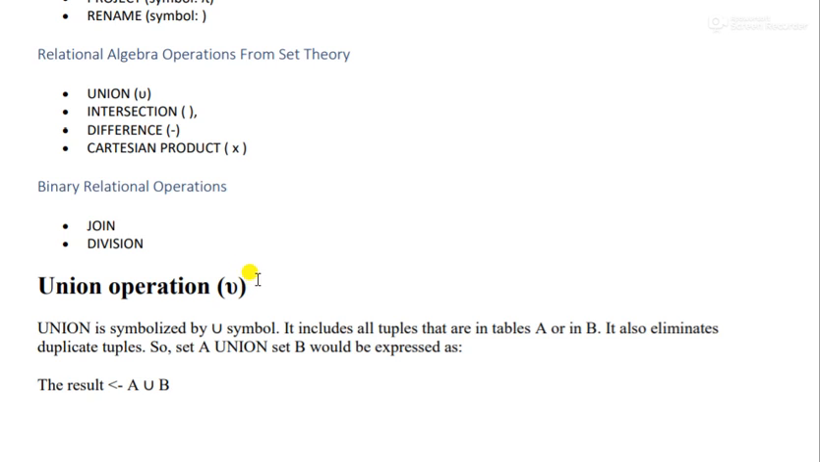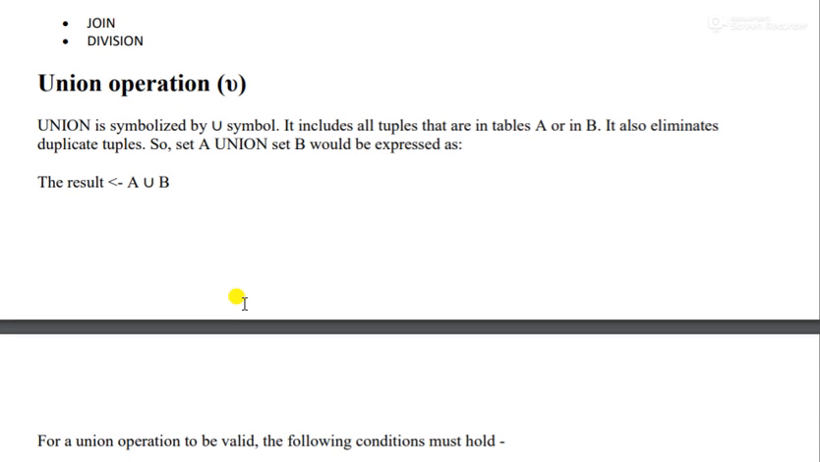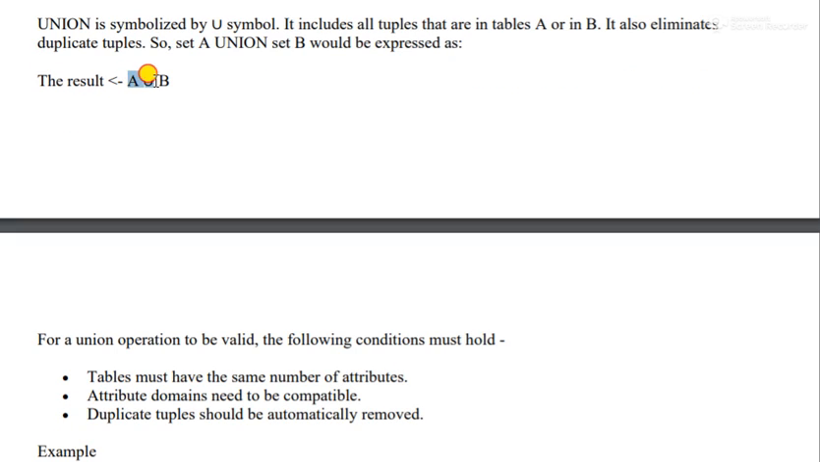Okay. So over here it is written, union is symbolized by this, and it includes all the tuples that are in table A or in B. It also eliminates duplicate tuples. Basically it is going to combine both the tables, and then it is going to remove the duplicate values or duplicate rows. How to represent this? Something like this: A union B.